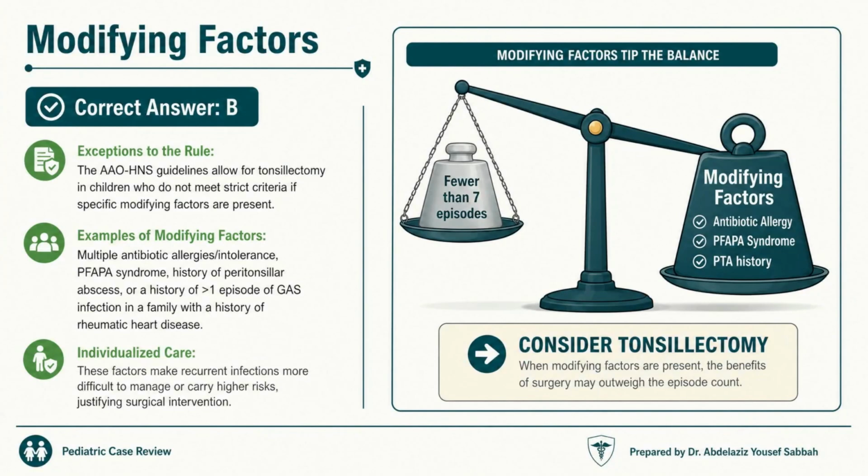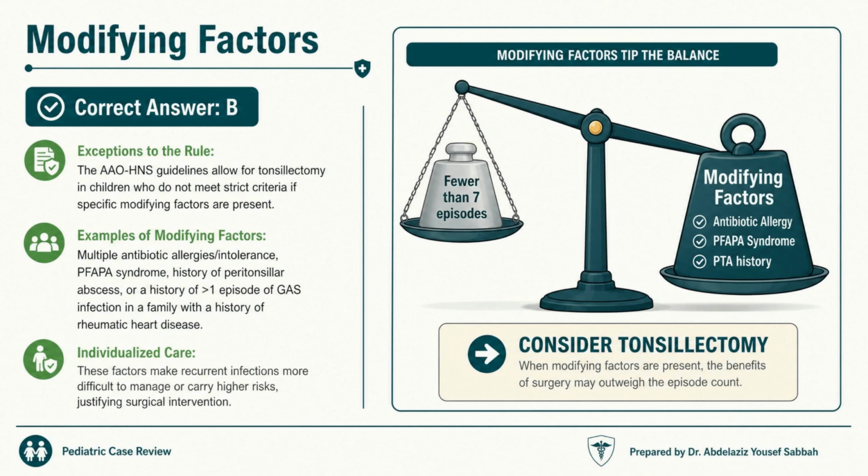The American Academy of Otolaryngology head and neck surgery guidelines recognize that strict criteria don't fit every patient. If a child has modifying factors, such as multiple antibiotic allergies, periodic fever, aphthous stomatitis, pharyngitis, and adenitis syndrome, a history of peritonsillar abscess, or a family history of rheumatic heart disease, tonsillectomy can be considered even if they haven't reached the 7-5-3 threshold. In this case, the severe antibiotic allergy makes managing even infrequent infections challenging and potentially dangerous.